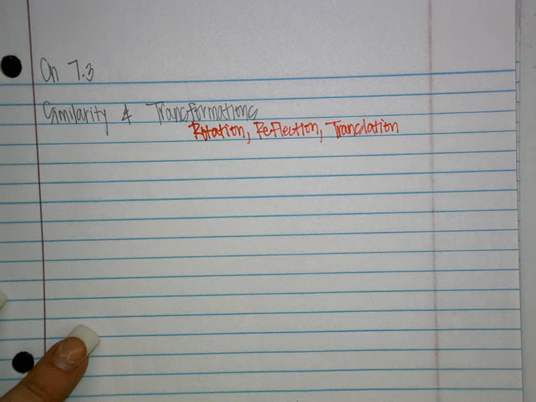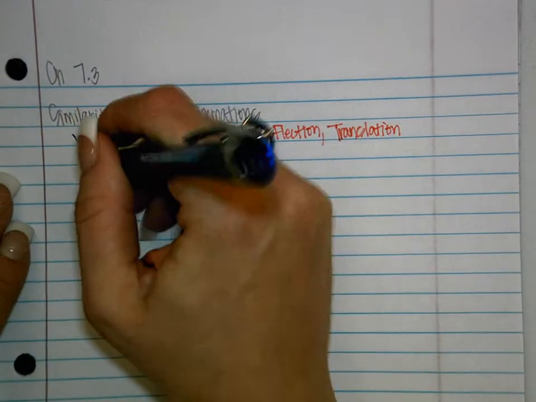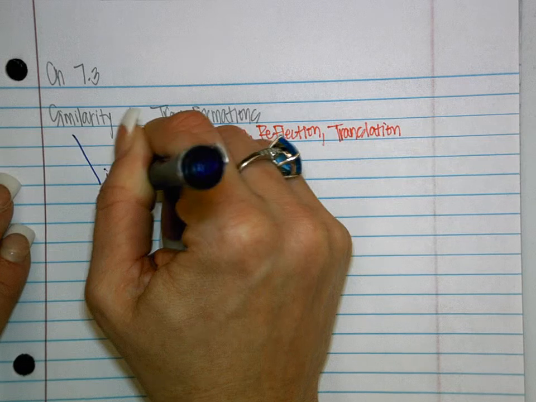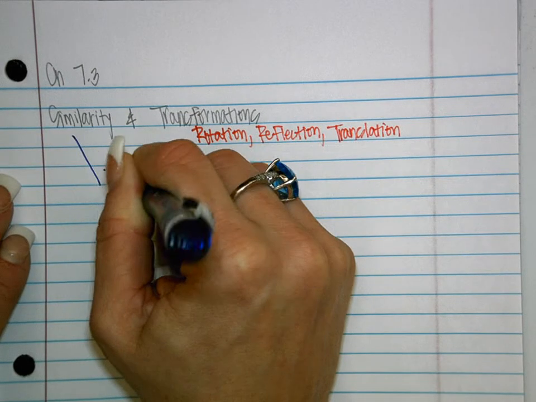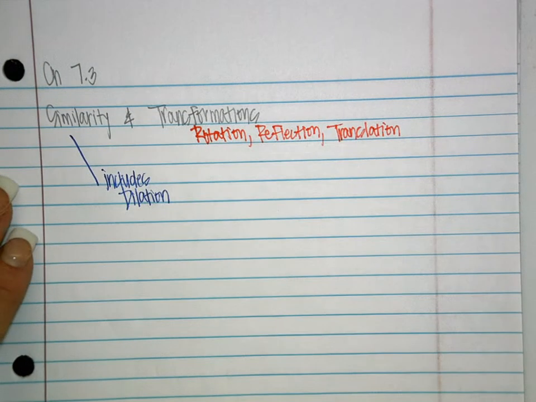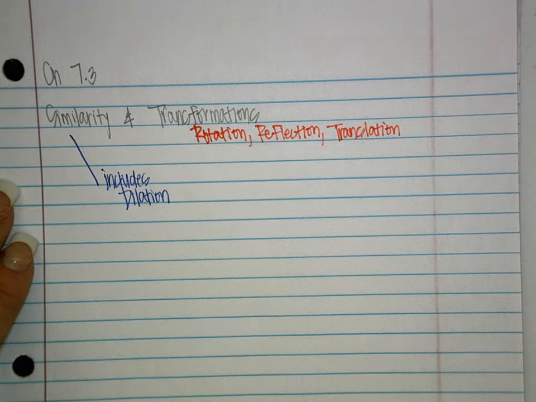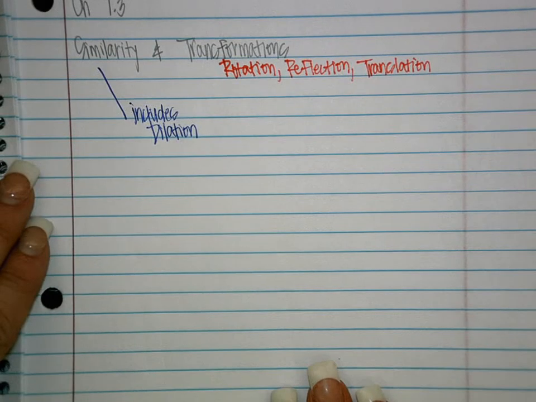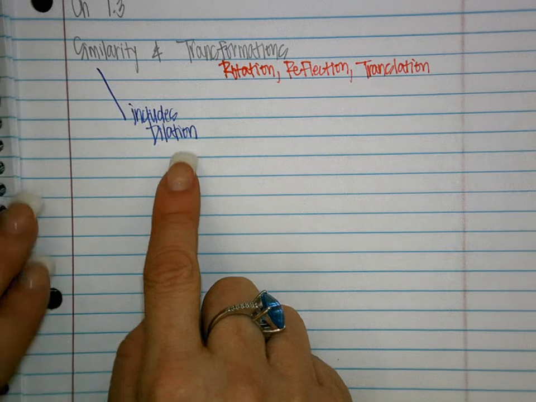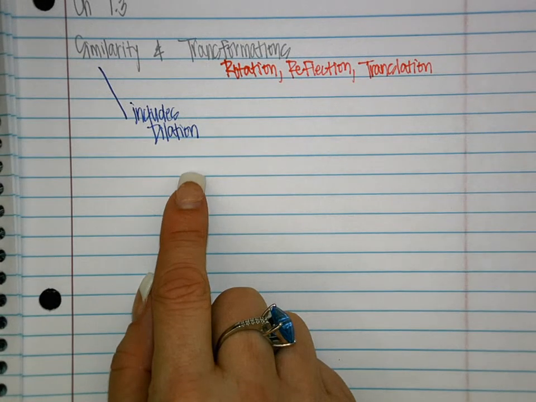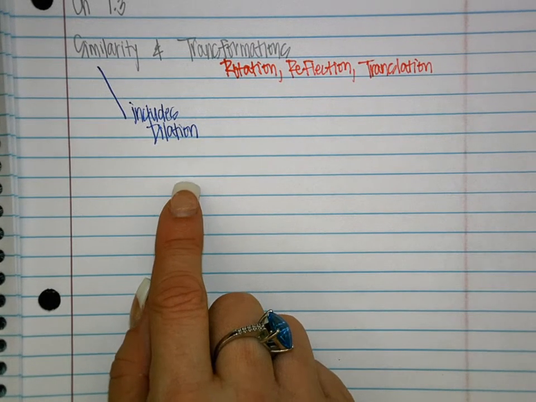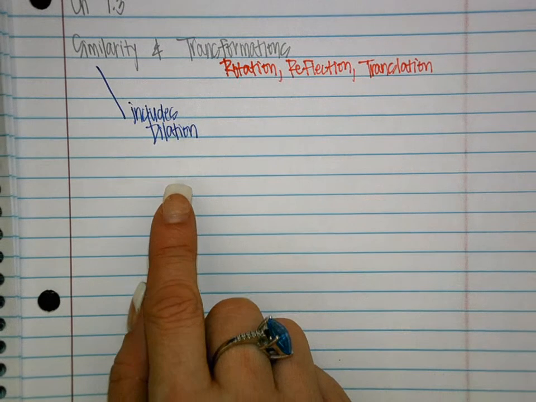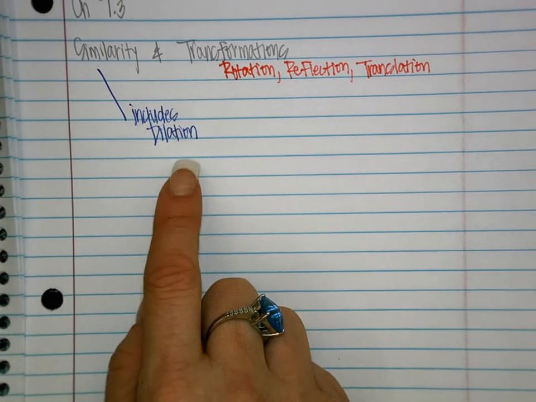Dilation, okay? So we're going to be talking about similarity. This includes dilation. Similarity doesn't mean the exact same shape and size. It means the exact same shape, but not the exact same size. So today we're going to be working on figuring out if things are similar, if they're the exact same shape, but not the same size. And the only way that they could be not the same size is by using a dilation.